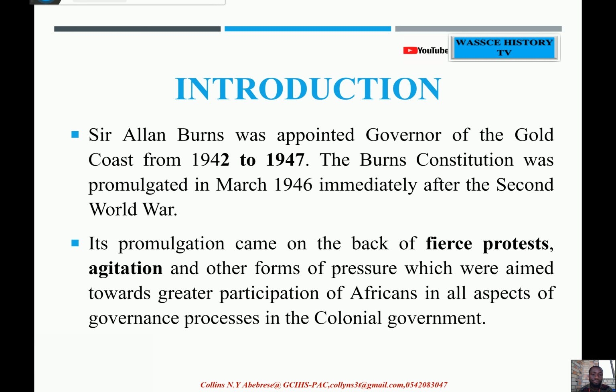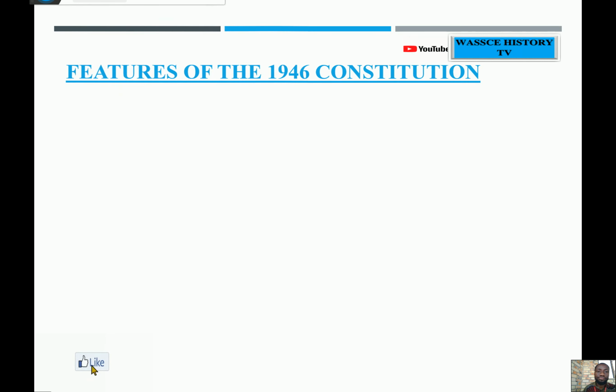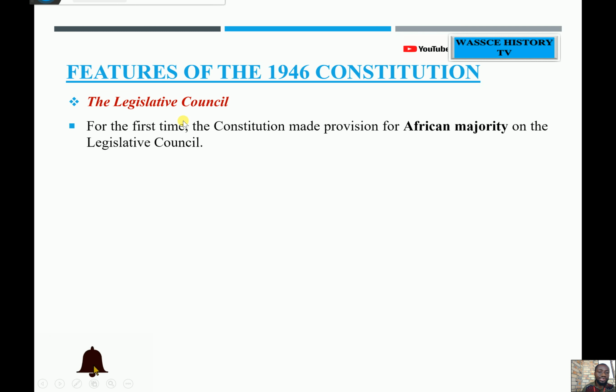So let's look at some of the changes that Barnes made in that constitution, and then we can see what to do. So let's look at the features of the Barnes Constitution. Let's begin with the Legislative Council, as we do always.